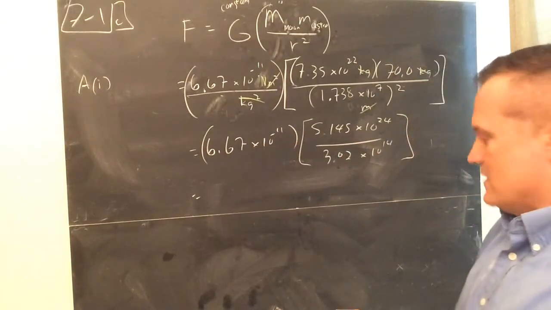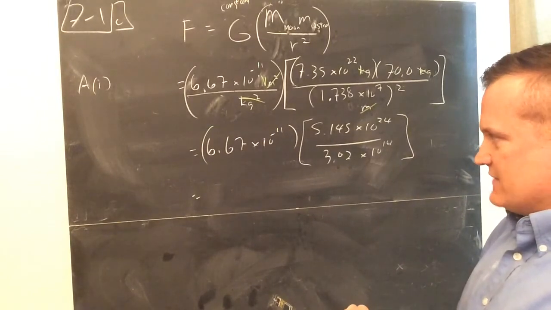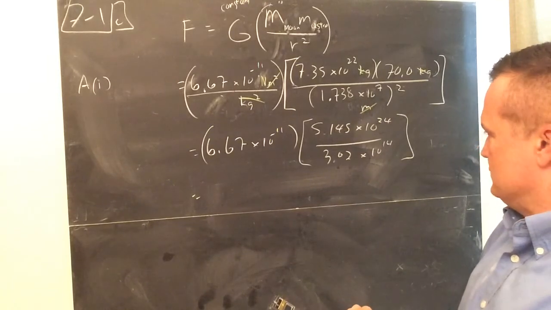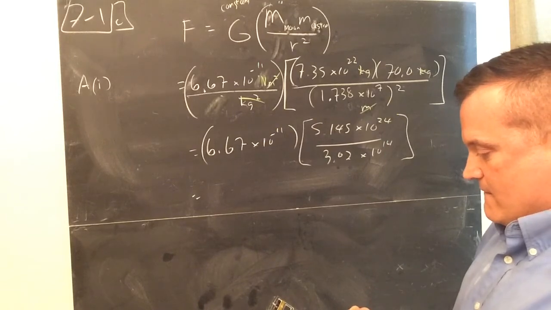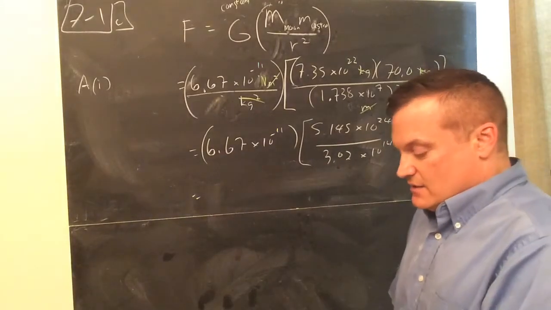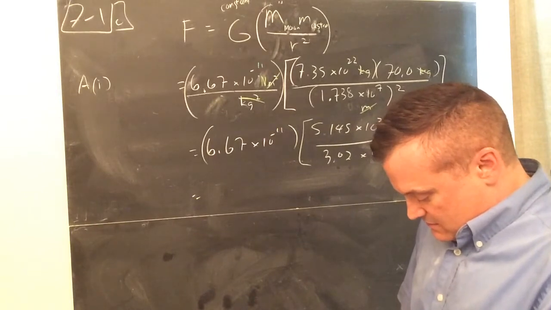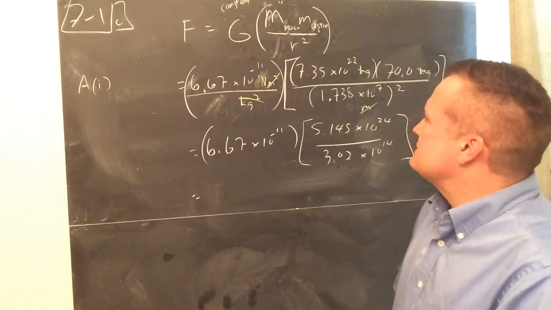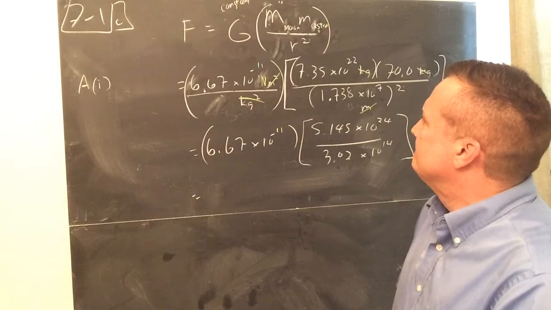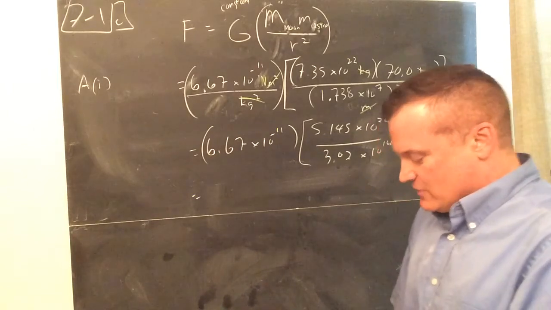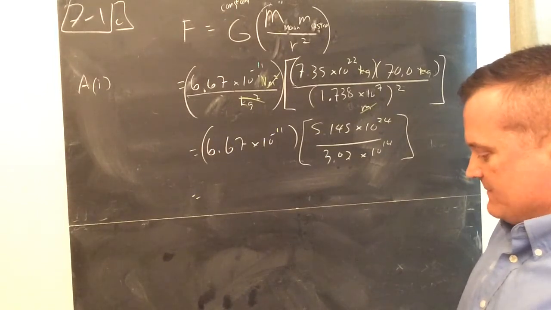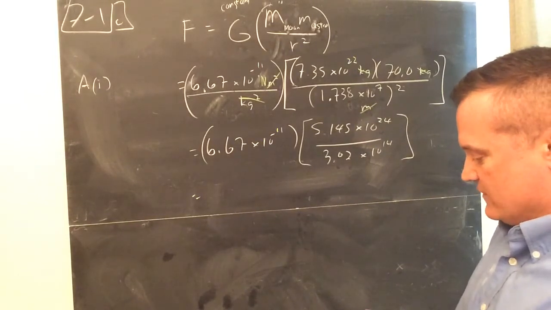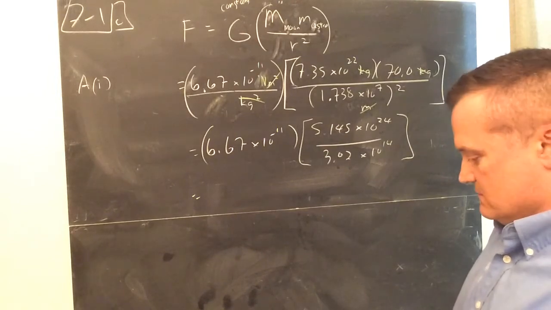A lot of work here. So times 6.67 10 to the negative 11, and then divide by 3.02 10 to the 14th. Okay, wow, wait a minute. 1.14. I got one, that's got to be wrong. I messed up. 6.67 10 to the negative 11 times 5.145 10 to the positive 24th divided by 3.02 10 to the 14th.